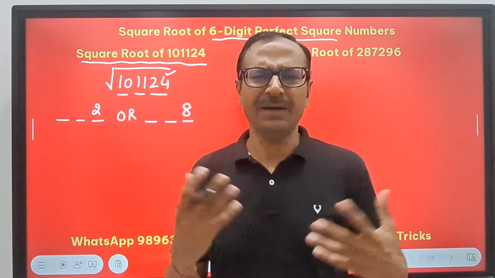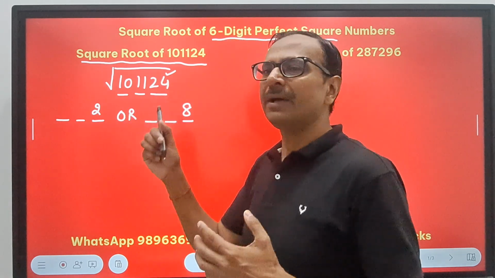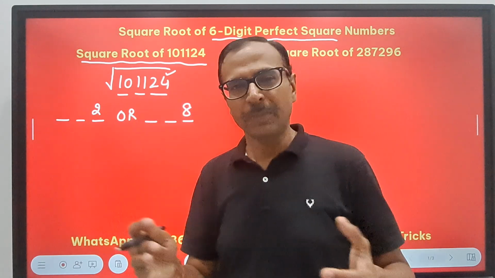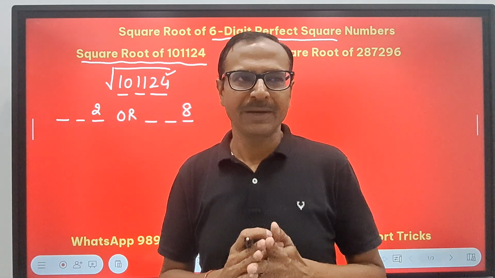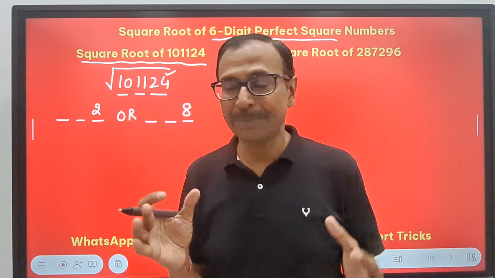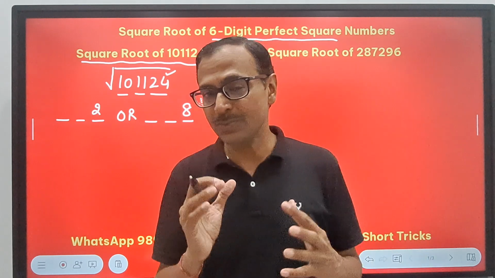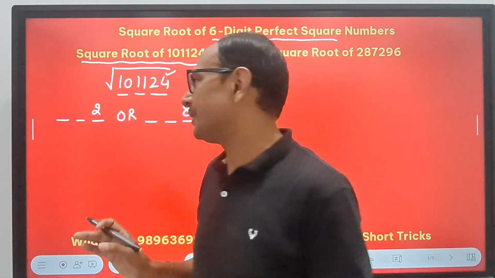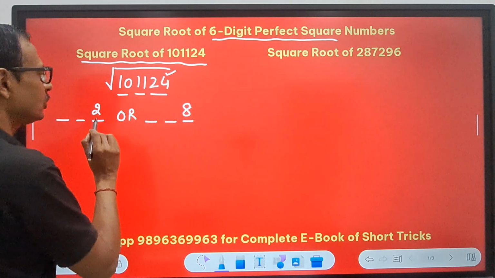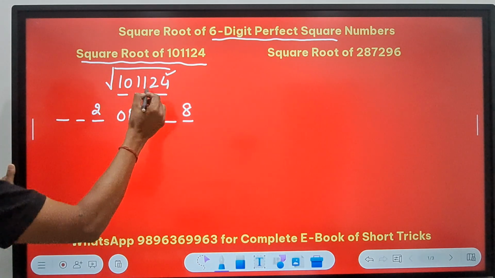Obviously, if you have a 0 here, then it will end in 0. If you have a 5 here, then it will end in 5 only. But nobody is going to be that liberal with you and give you such questions in the exam. They will only give you questions which require more thinking, right? So 2 square is 4 and 8 square is 64. So I wrote 2 and 8 here. Now job done for this 24.